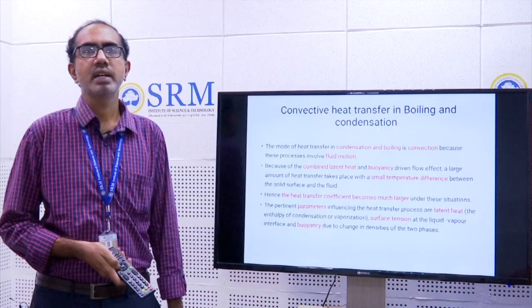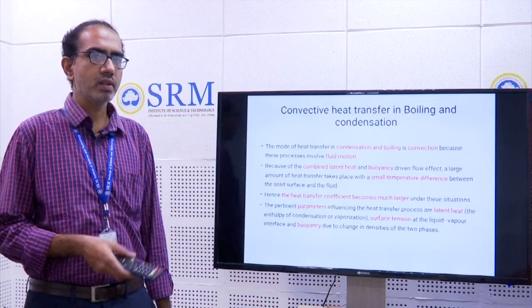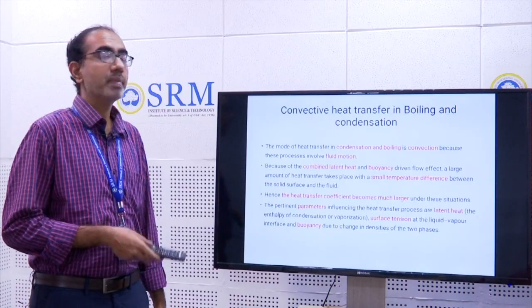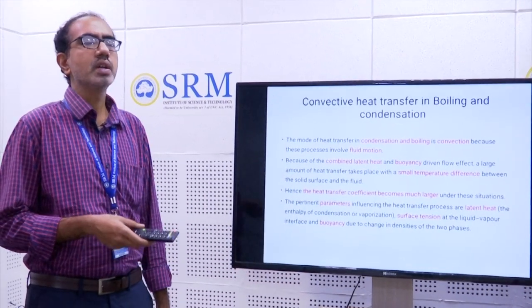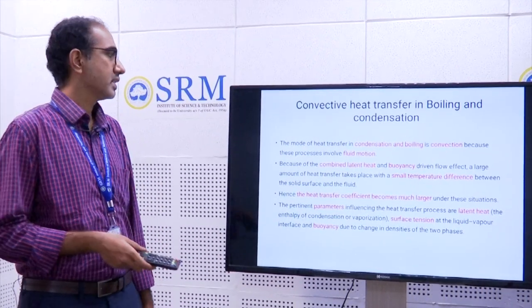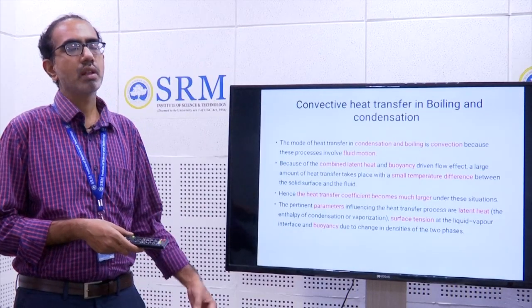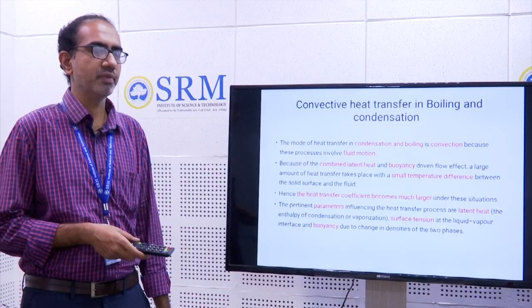In boiling and condensation, convection plays a major role because it involves fluid motion. Combined heat transfer and buoyancy play a major role here. Because of these two effects, a large amount of heat transfer takes place, and this large amount of heat transfer takes place with a small temperature difference.